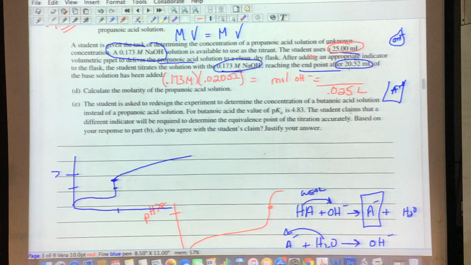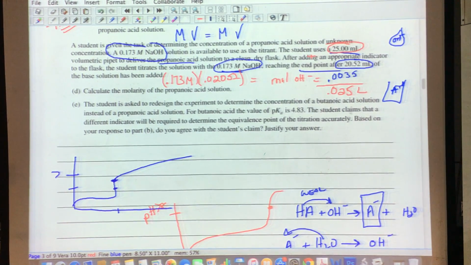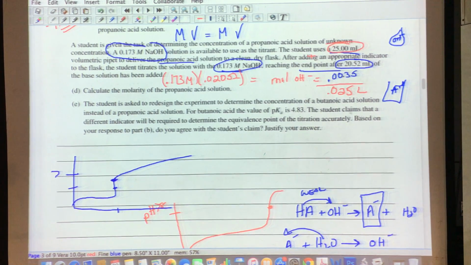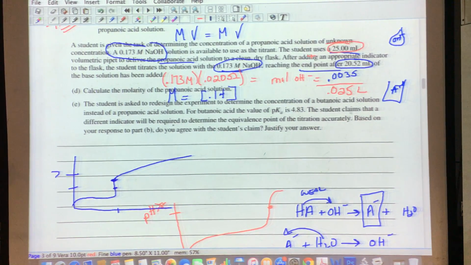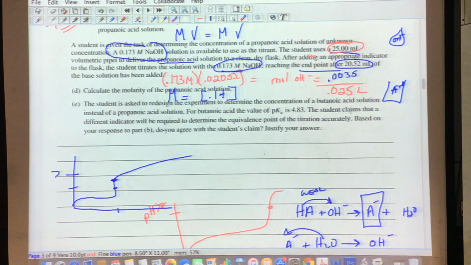So I get 0.0035 moles. Divide by the new volume. Everyone with me? And I get a concentration of 0.14. The molarity of my acid is 0.14. Okay, that's pretty simple.